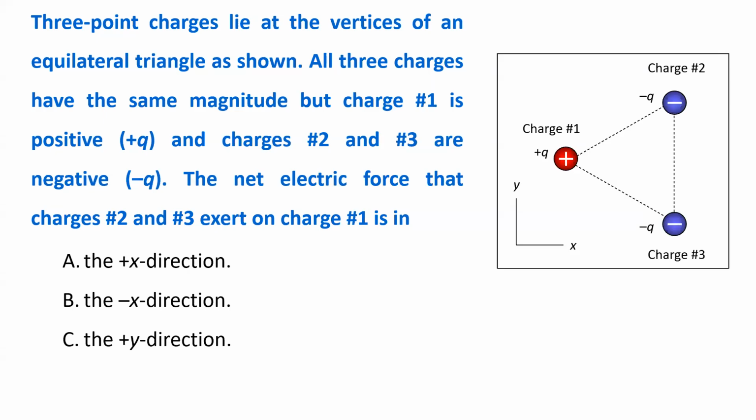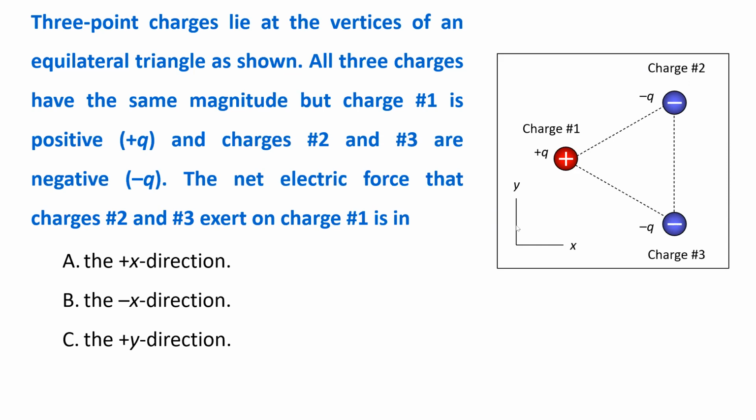How to determine the direction of the resultant force because of the multiple charges acting on a single charge? Three-point charges lie at the vertices of an equilateral triangle as shown in this figure. All three charges have the same magnitude, but charge number 1 is positive and charge number 2 and charge number 3 are negative charges as shown in this figure.